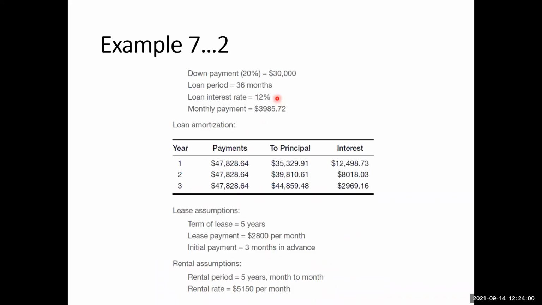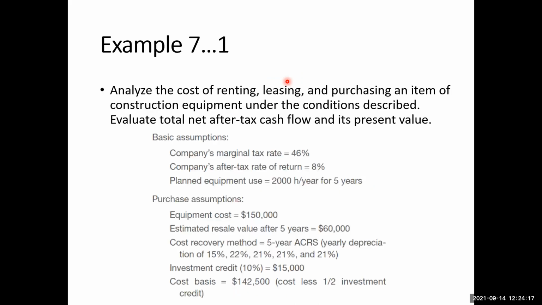Okay, so the next is the down payment, $30,000. This is another condition. Why will you need the down payment? Normally, what will happen is that you will buy this equipment for $150,000. What will be the normal situation? If you have this amount with you, that means you have $150,000, that's fine, then you can buy it.